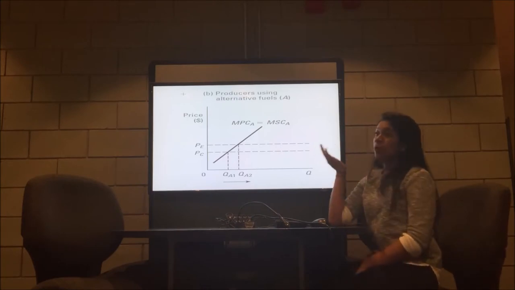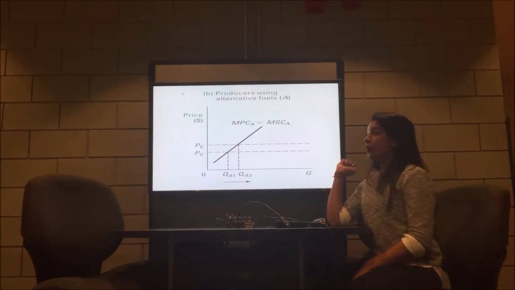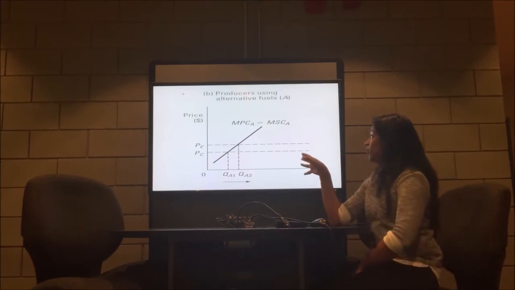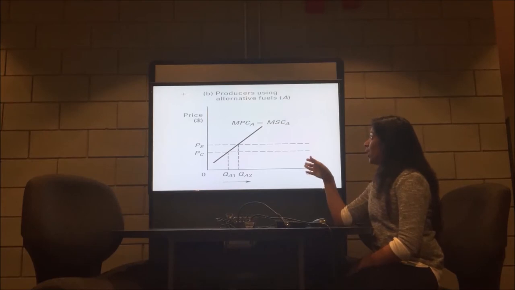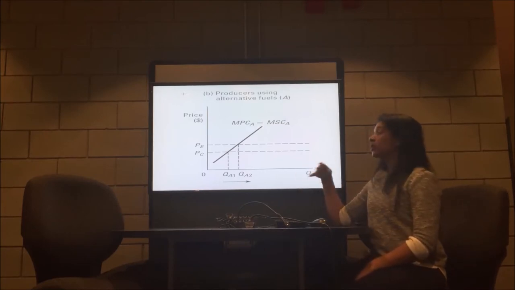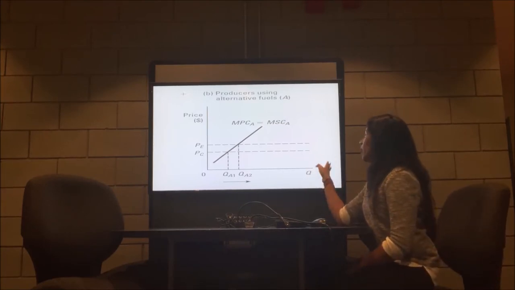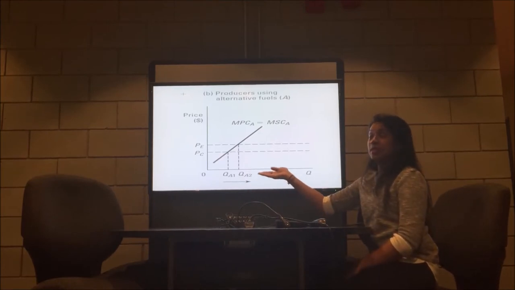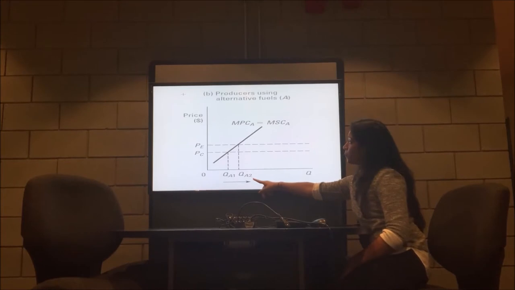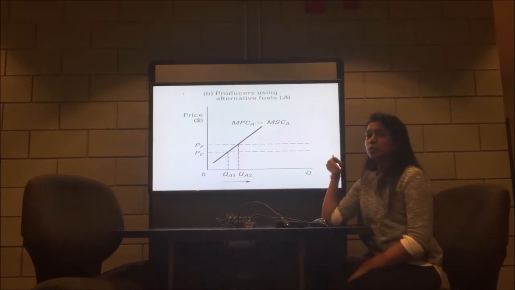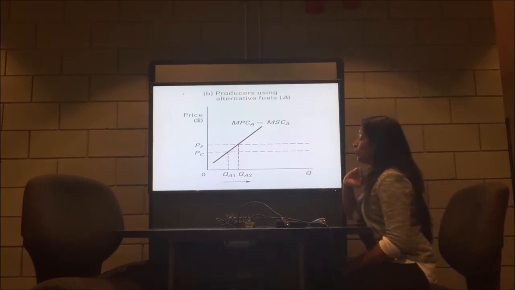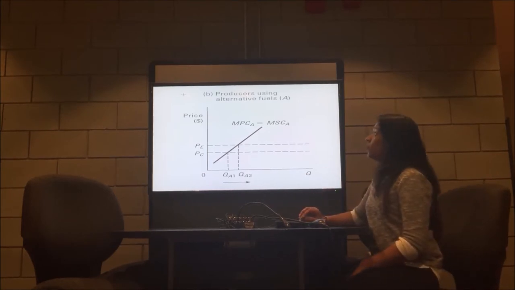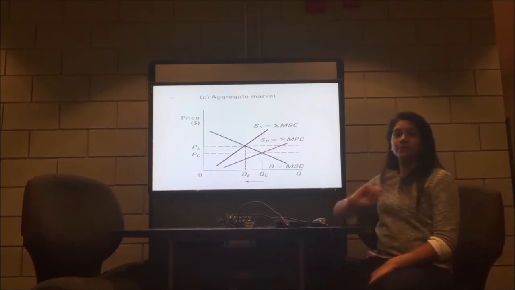But because of the policies implemented to reduce the emission of CO2, the demand for electricity using alternative fuels increases. That is why quantity shifts, which means that it has increased to A2, and therefore price increases to PE. And now producers are producing at the efficient equilibrium. Now Natalia will move to the aggregate market.